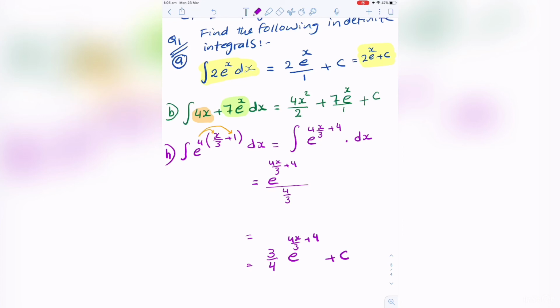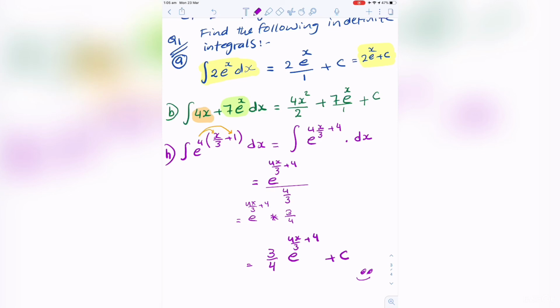I'm just going to show you this if you want. This is e to the power 4x over 3 plus 4 times 3 over 4. So flip over the denominator. That's how we get 3 over 4 this way, plus c. Okay? That's it.